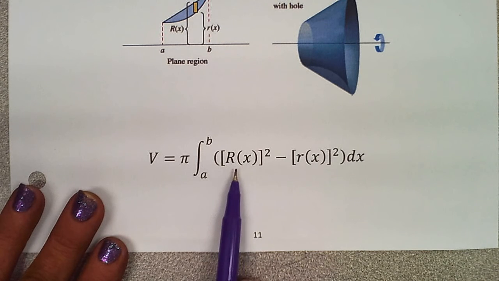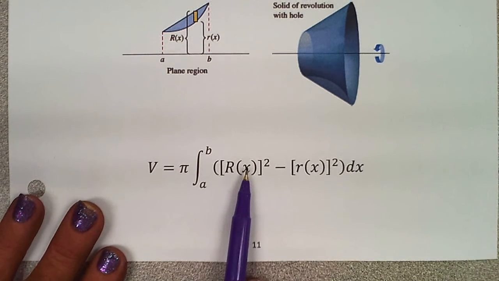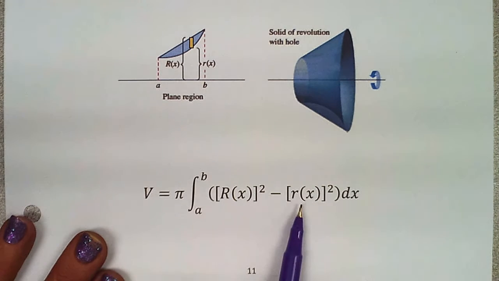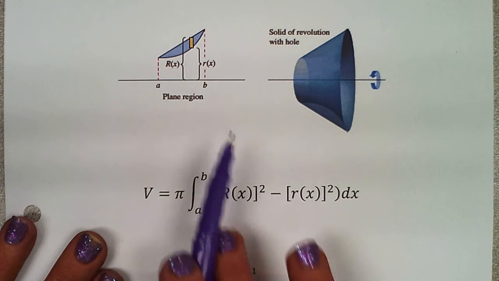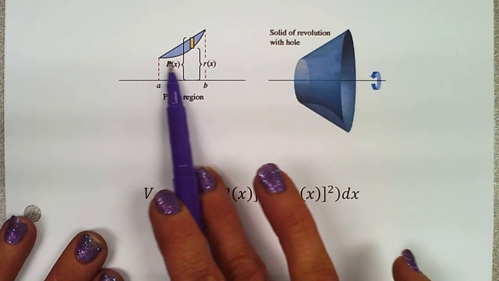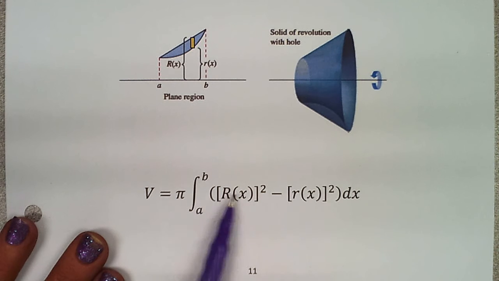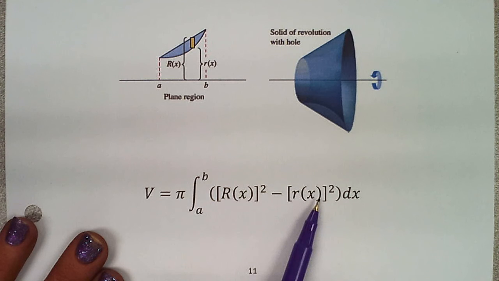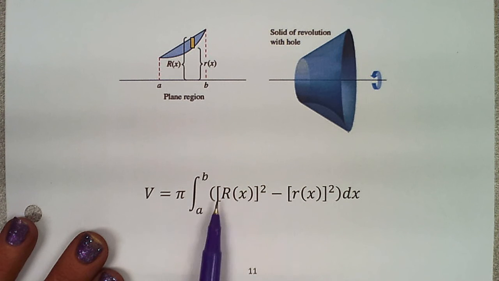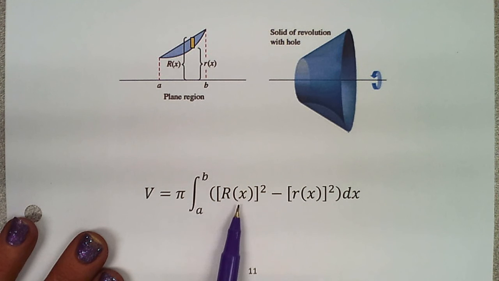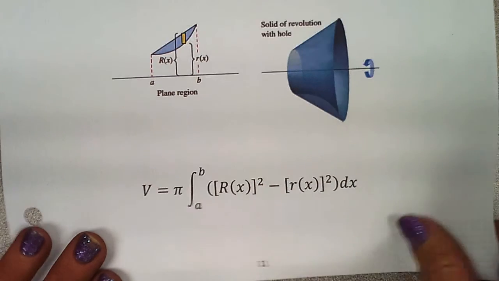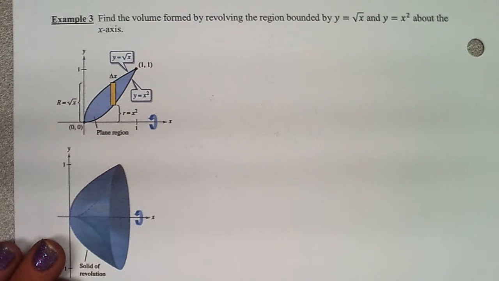This big R of x, that's that outside radius. So here, this outside distance here. Then you subtract this little r of x squared, which is going to give us that radius on the inside. If I were to distribute that pi, this is a pi R squared minus a pi r squared. So you're finding the volume created by the outside, the volume created by the inside, and just subtracting them. So last examples then on the back.